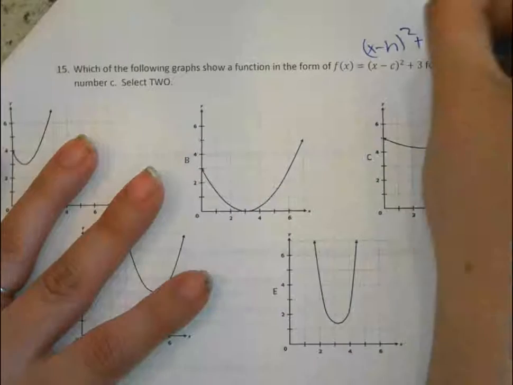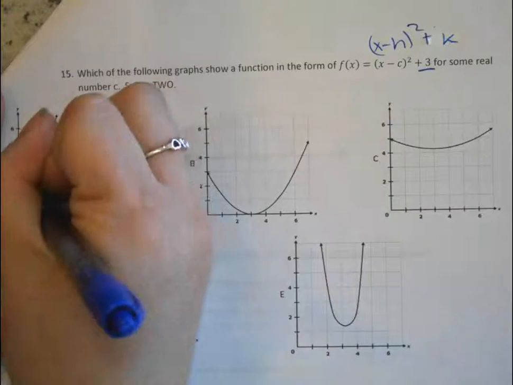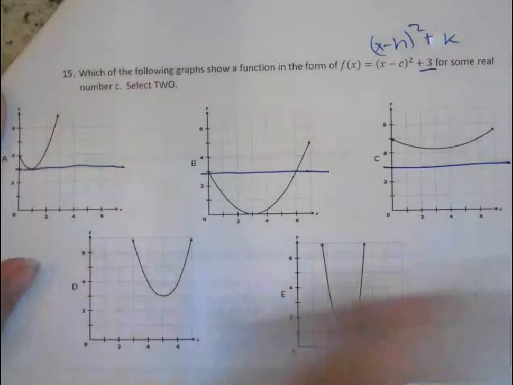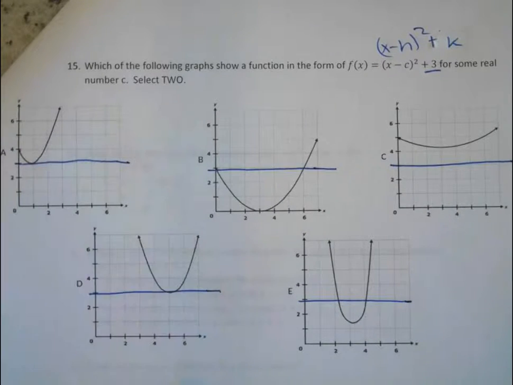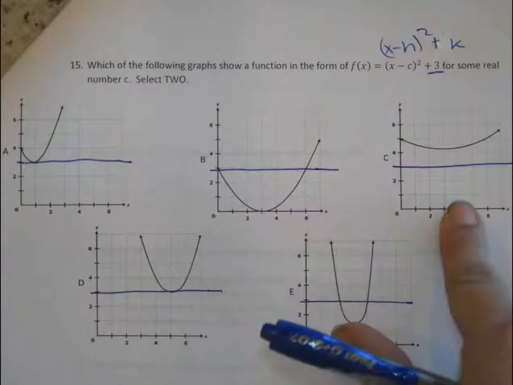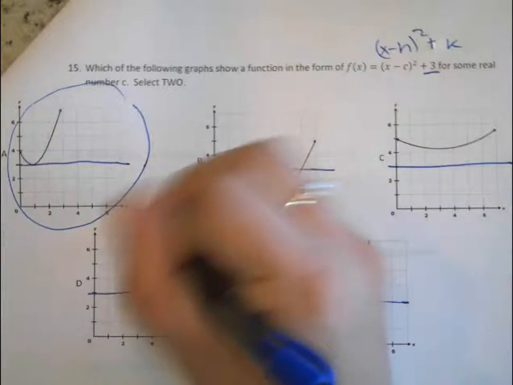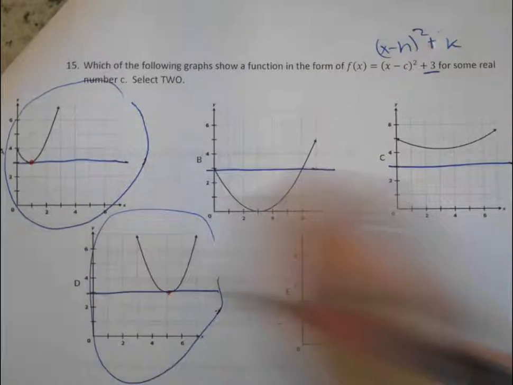So what this is telling me is it's 3 up. So if I draw a line at 3 on all of these, I'm looking for the 2 that have their vertex at 3. So if I notice these 2 draw through, this one just totally doesn't touch, but these ones touch perfectly at the vertex. The vertex, remember, is this point right here.